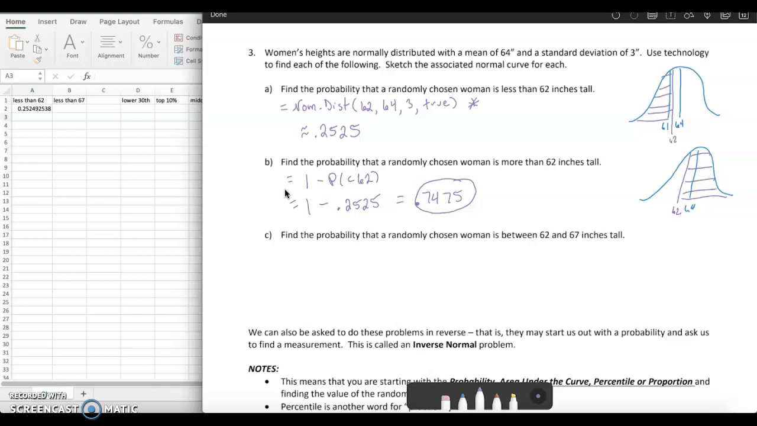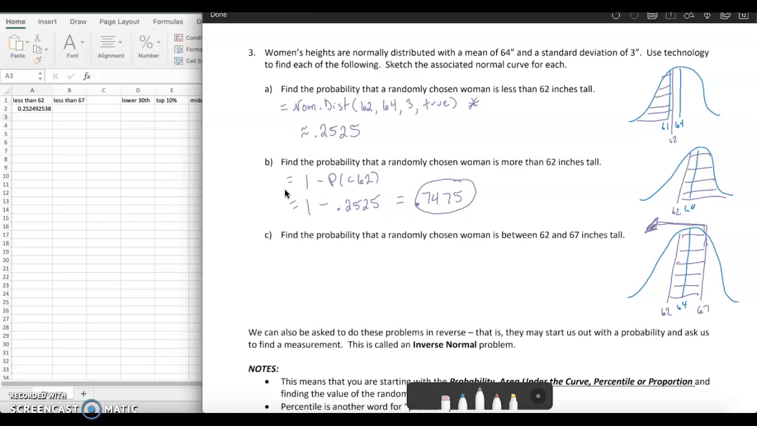Find the probability that a randomly chosen woman is between 62 and 67 inches tall. So how are we going to do a between value? So we've got this lower value of 62 and an upper value of 67, and we want to know the probability that a randomly chosen woman falls in between there. So what we're going to have to do, again, because Excel only does the less than direction, first, we're going to have to find the probability that a randomly selected person falls all the way below this 67 mark, all the way down here.